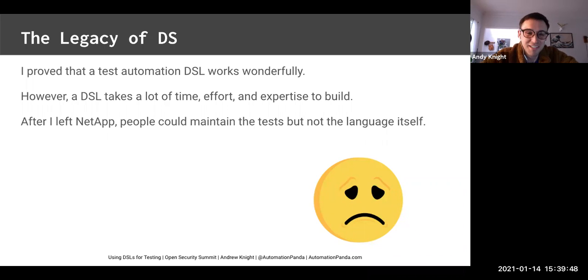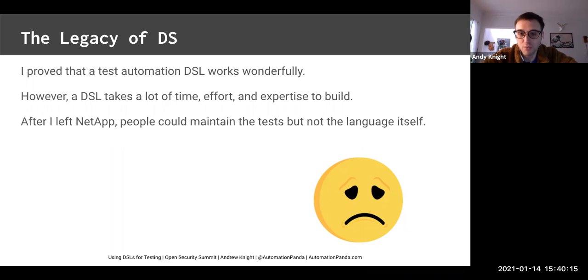Do you not see how many tests we're now running around the clock that are yielding good results, that are stable? Anyway, once I left NetApp, DS I'm pretty sure has basically died. There was no one there to maintain it. I heard for a while that the team was maintaining the test cases, but not necessarily the compiler or the interpreter, and it is what it is.